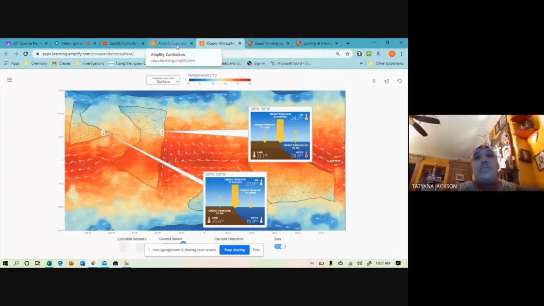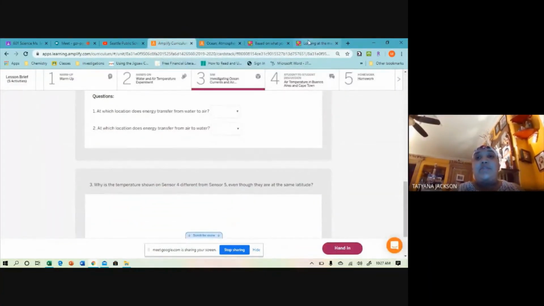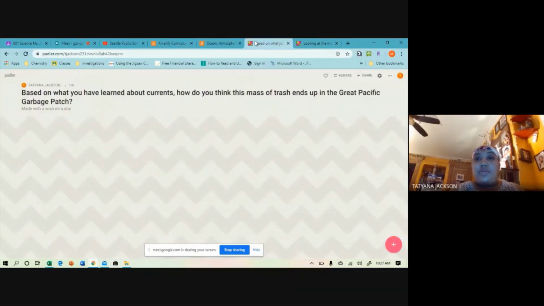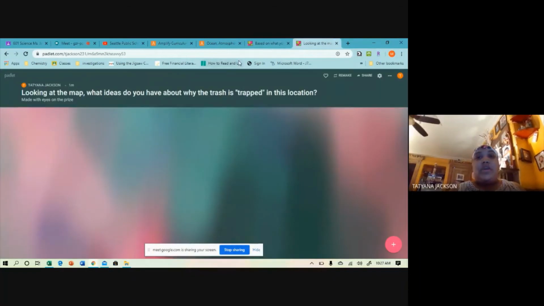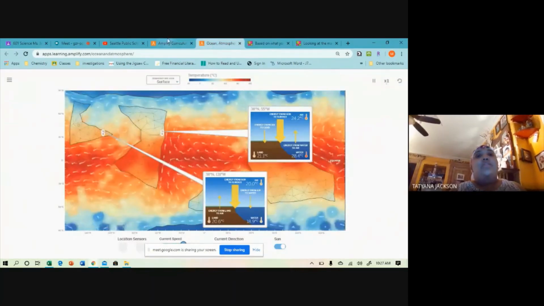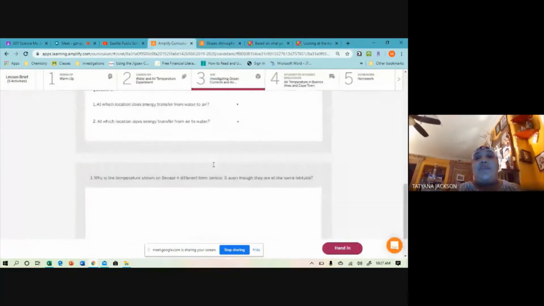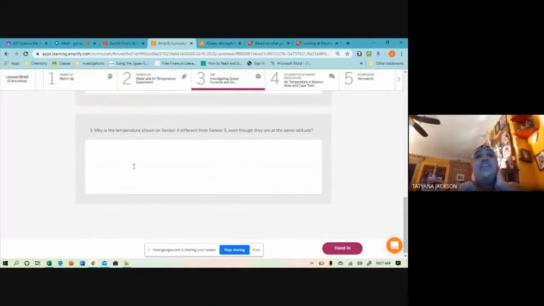Okay, so what I want you guys to answer, based on that, is the question: why is the temperature shown on sensor 4 different from sensor 5, even though they're at the same latitude? Why is the temperature shown on sensor 4 different from sensor 5, even though they're at the same latitude?